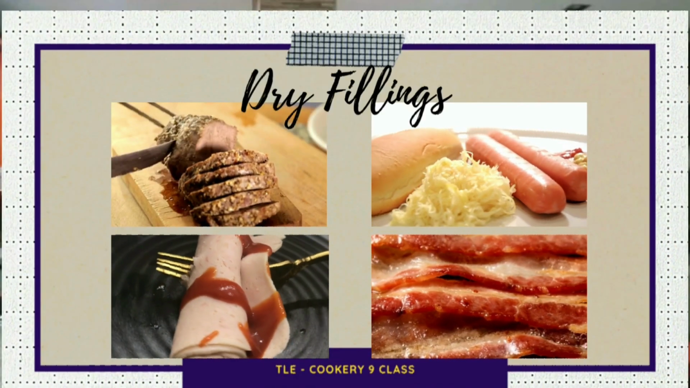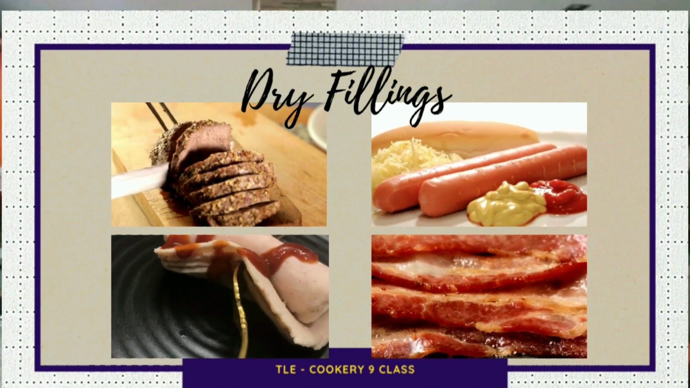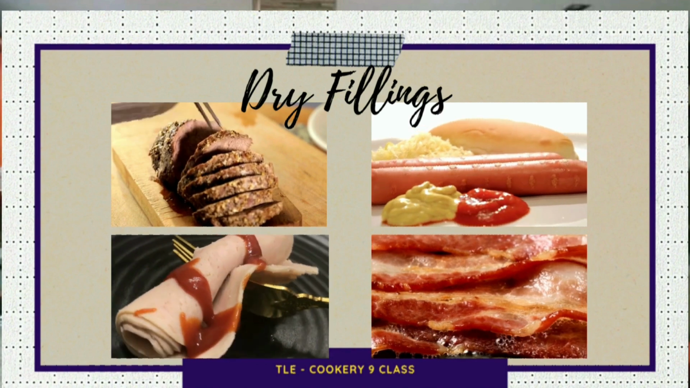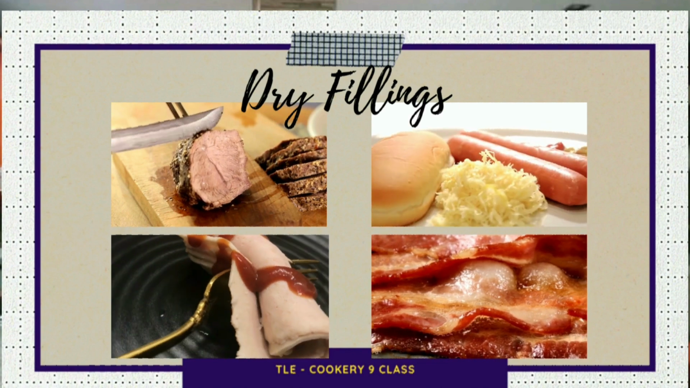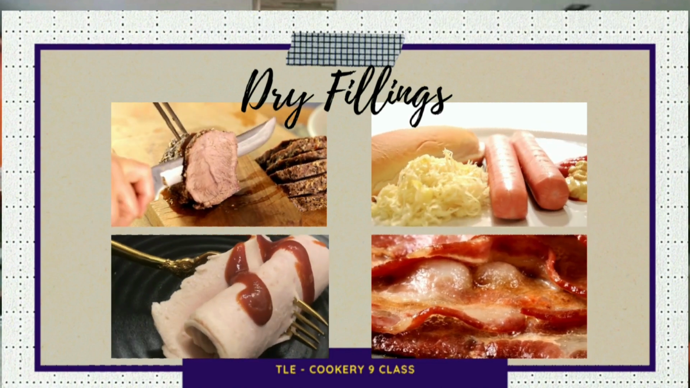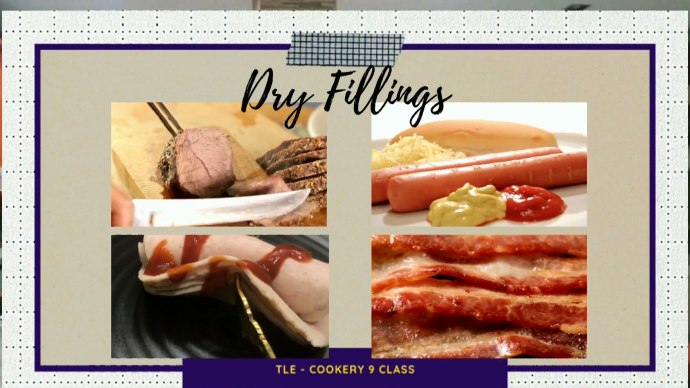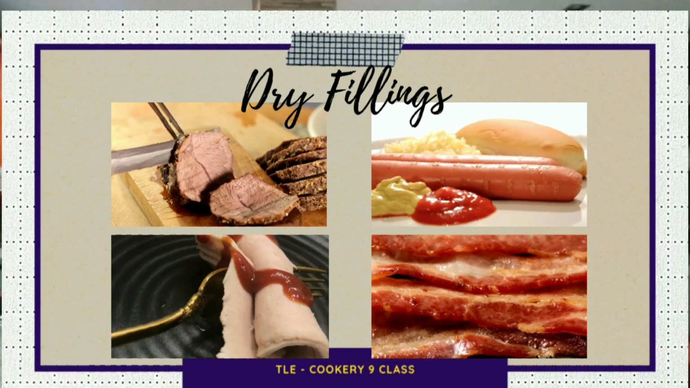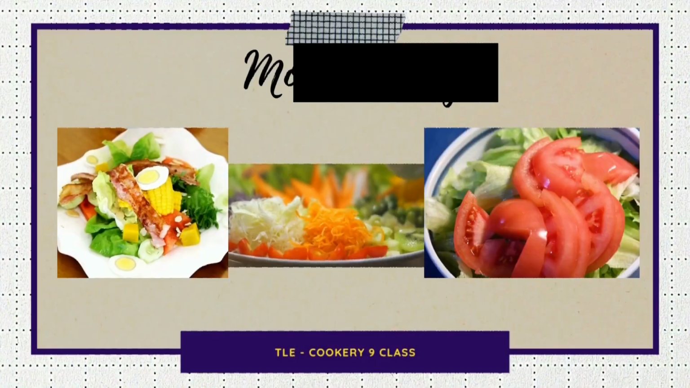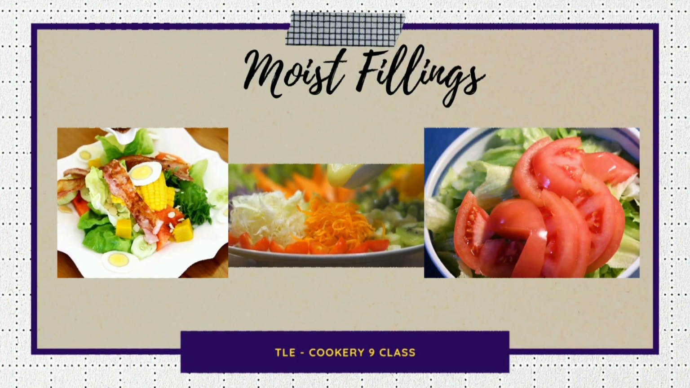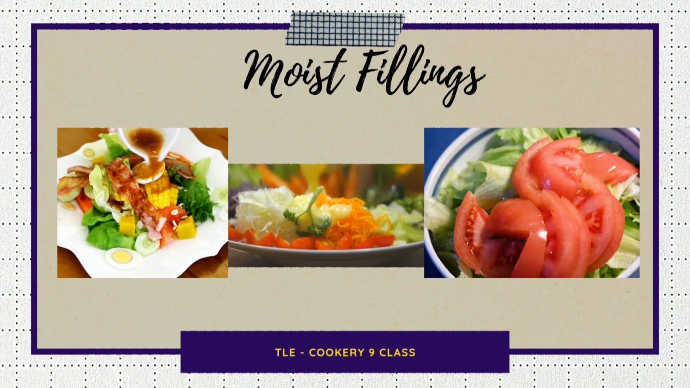Dry fillings refer to ingredients like cheese, sliced or cooked meat such as poultry, beef, pork, and sausage products. Meats used as filling should be cooked, covered, and refrigerated. Slice just before the sandwich is to be prepared to avoid drying out and losing flavor. Thinly sliced meats are more tender and juicy than thickly sliced. On the other hand, moist fillings refer to ingredients mixed with salad dressing and mayonnaise.